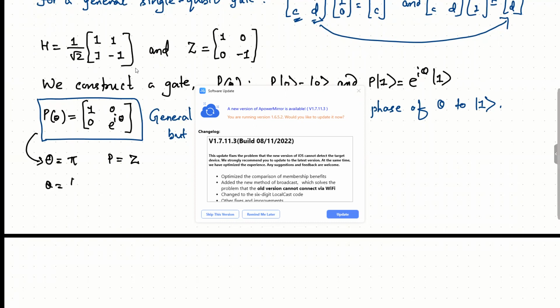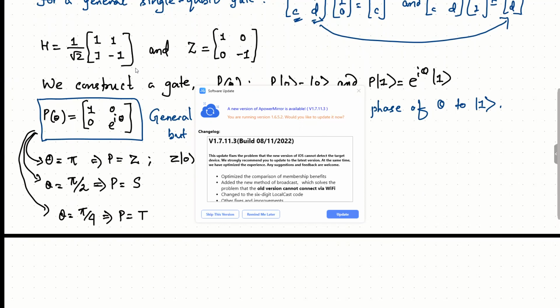For theta equals pi by 2, we get the S gate. Okay, we'll have a look at this in a moment. And for theta equals pi by 4, this P becomes something called the T gate. And accordingly, the action would be the following. We have already seen the action of Z: Z applied to 0 gives 0, and Z applied to 1 gives minus 1.